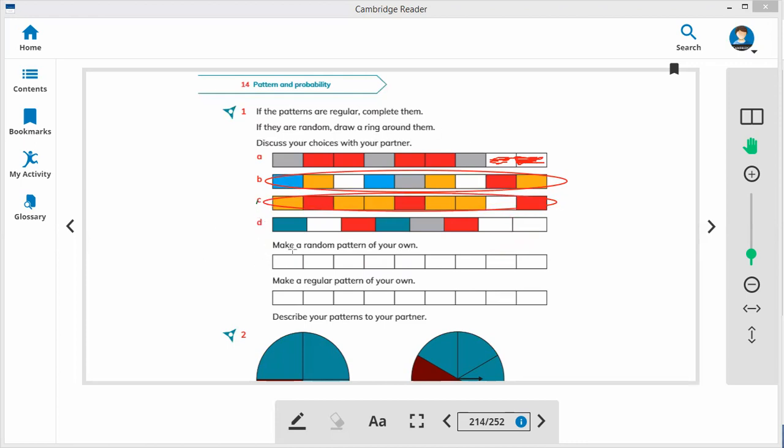Okay, moving on to D. What is it, a regular pattern or a random pattern? Blue, white, red, blue, gray, red. So here what we can do, we can make it into a regular pattern. How? Choosing a gray color. Actually, I don't have gray color in my palette, so I'm going to choose this one. You are going to choose the gray one.